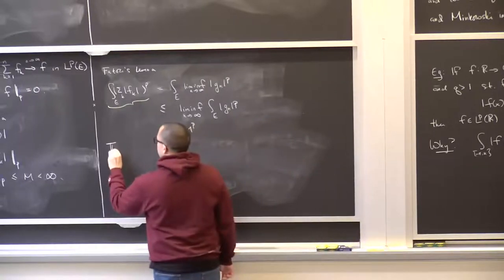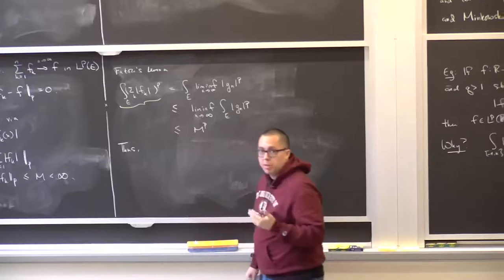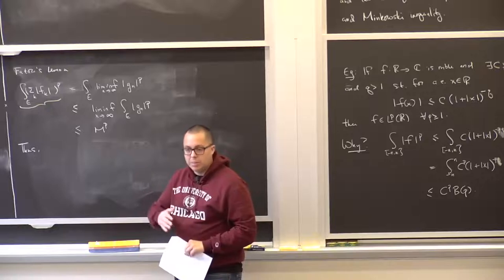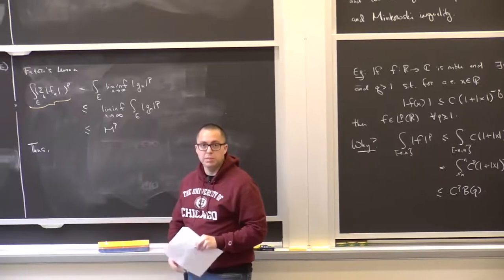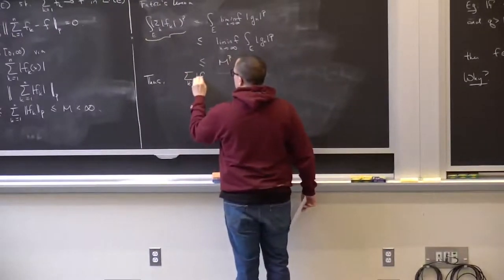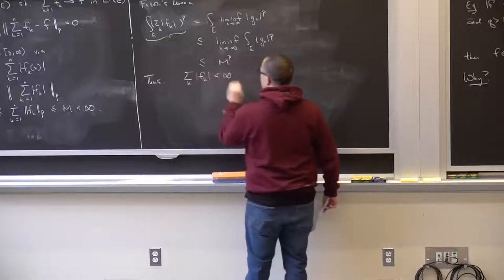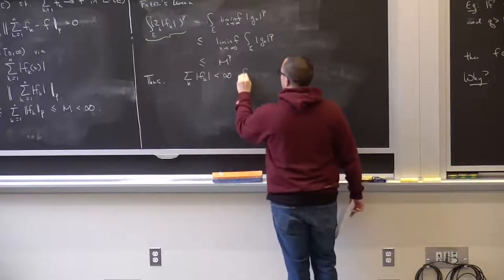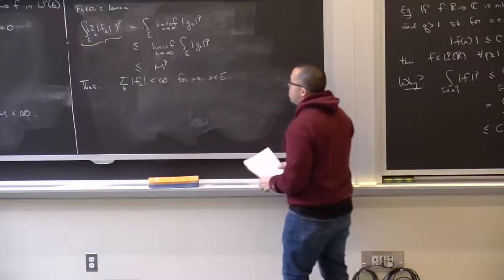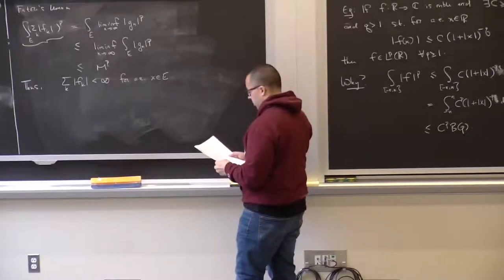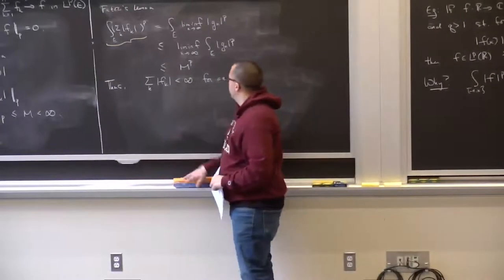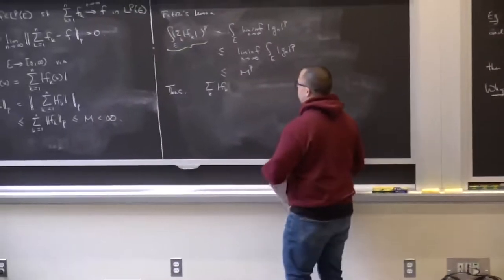Thus, by another theorem that we proved from integration, if I have a non-negative measurable function that has finite integral, then that measurable function has to be finite almost everywhere, right? So thus, this quantity has to converge, or is finite, for almost every x in E. So what I get is that for almost, let me include an x in here.